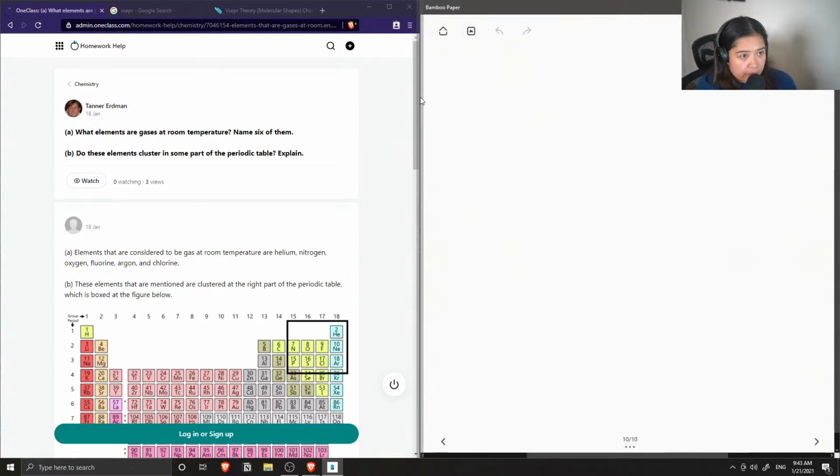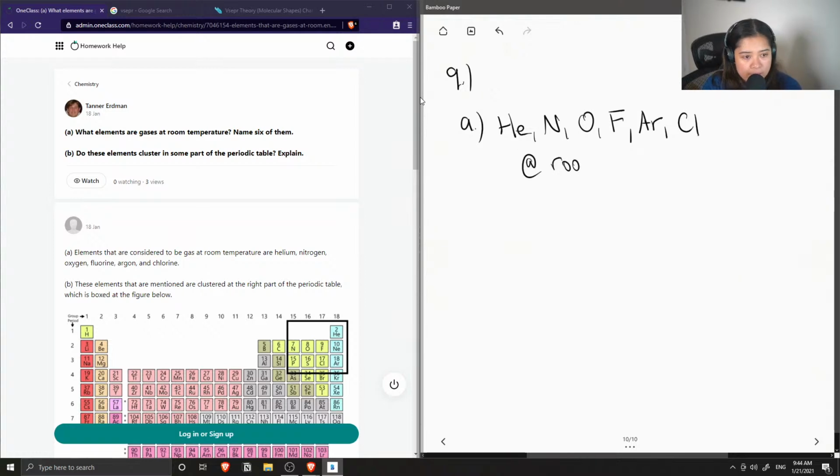Okay, so question number 9. Part A, what elements are gases at room temperature? Name 6 of them. B, do these elements cluster in some part of the periodic table? Explain. Okay, so some elements can be gases at room temperature. So for example, helium, nitrogen, oxygen, fluorine, argon, chlorine. These are all the elements that can be gases at room temp.